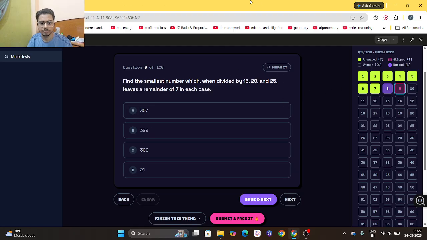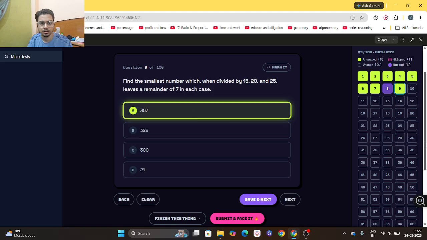Find the smallest number which when divided by 15, 20 and 25 leaves a remainder of 7 in each case. So LCM of 15, 20, 25 is 300, plus 7 in each case, 307. Smallest number. What is smaller than 307? 300. But that is not the answer. 7 to 21. That is also not the answer.